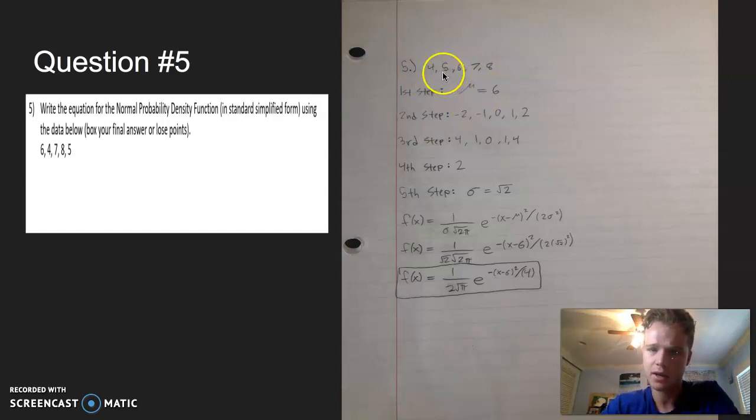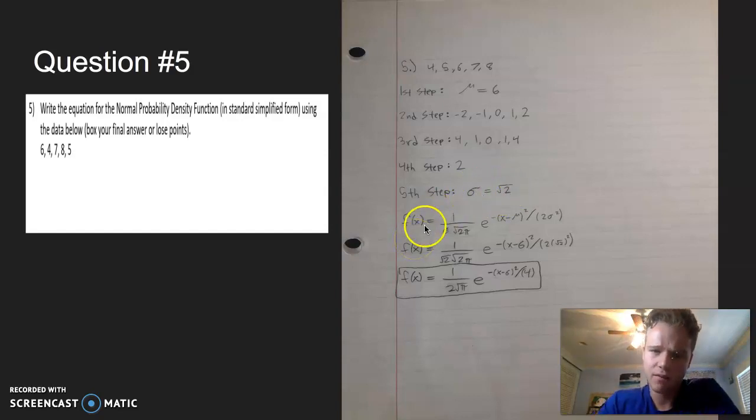The second step, I do all these numbers minus the mean for each number. So I got -2, -1, 0, 1, and 2. Third step, I squared every number from step 2 and got 4, 1, 0, 1, and 4. And the fourth step, I found the mean of the numbers from the third step, so add them all up and divide by 5, and I got 2. Then the fifth step, I got sigma, or the standard deviation, to be √2.